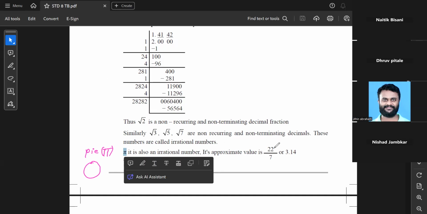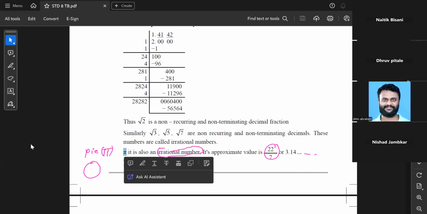Okay, fine. So pi's value is basically 22 by 7. When you divide 22 by 7, you will get 3.14 and something. उसके बाद चलता ही रहता है. So since वो चलता ही रहता है, it is not terminating, hence we call it as irrational numbers.